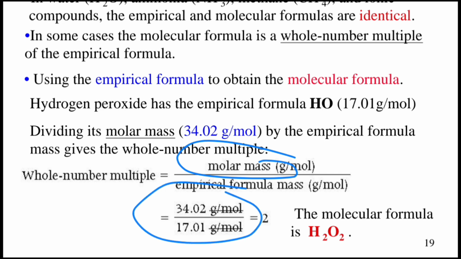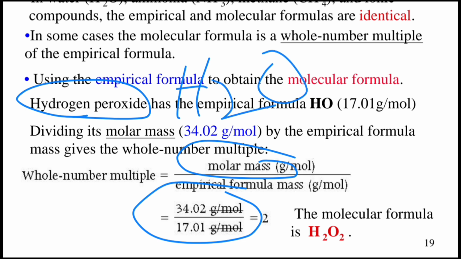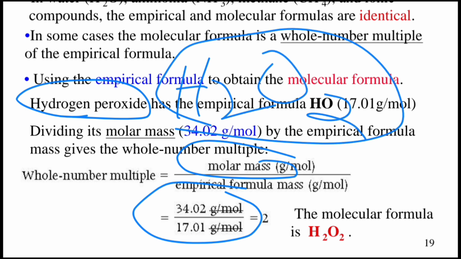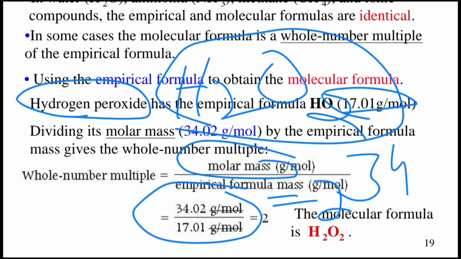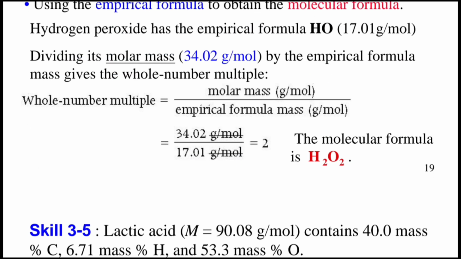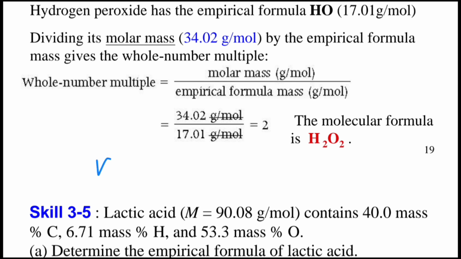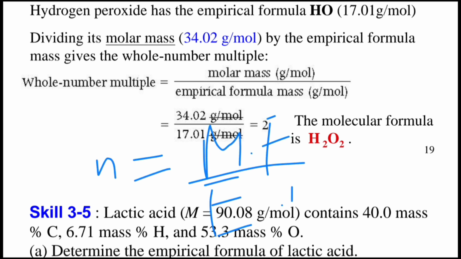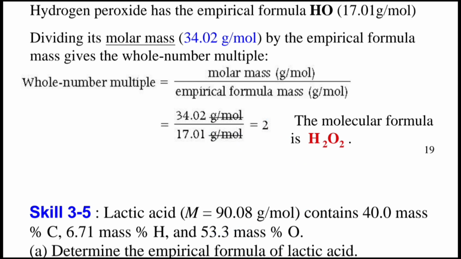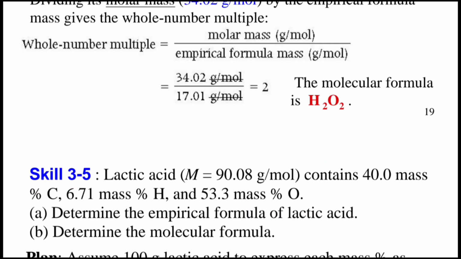It is because hydrogen peroxide has the empirical formula HO. Its molecular mass, or molar mass, is 34 grams per mole, and the empirical formula mass is 17. We divide and get the number 2, which we represent by n. We multiply by this n value, the whole number ratio. So n is equal to molecular mass divided by empirical formula mass. We multiply the empirical formula by 2, and then we get the molecular formula H2O2.